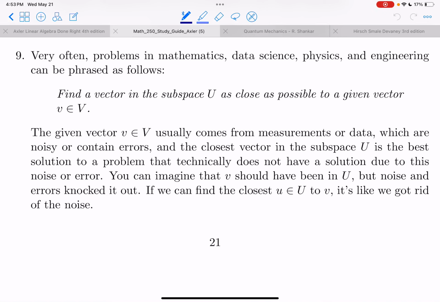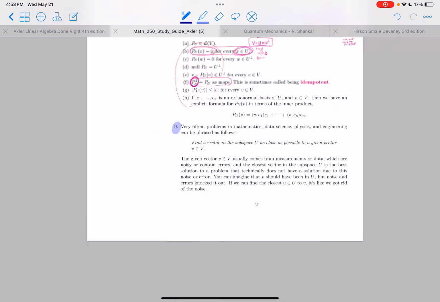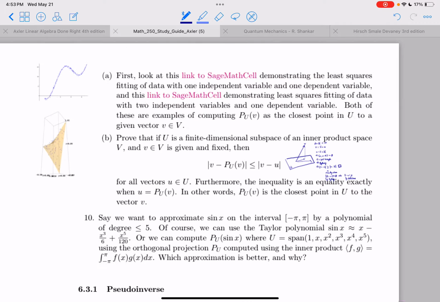Okay, hi everyone. So maybe just read this briefly yourself. Okay, so projection is how to get rid of the noise.